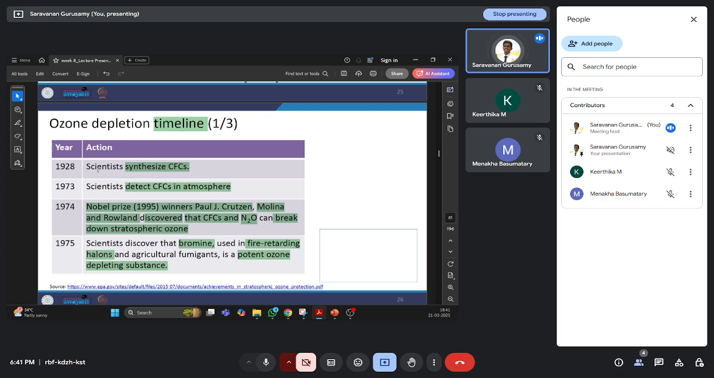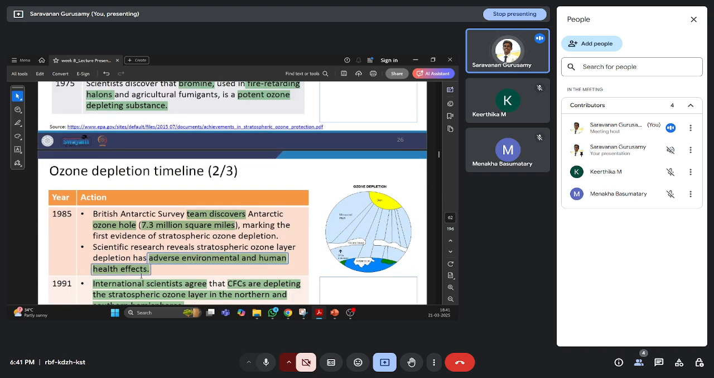So 1928, scientists discovered it's due to chlorofluorocarbons. And 1973, they detected chlorofluorocarbons in the atmosphere. And 1974, they got the Nobel Prize for discovering chlorofluorocarbon and N2O can break the stratospheric ozone. Then only they identified, okay, it's depleting the ozone layer and we are getting affected by the UV lights. And 1975, bromine was also included. Not only chlorine, bromine was also used in the fire retarding halogens that has a potential for ozone depleting substances.